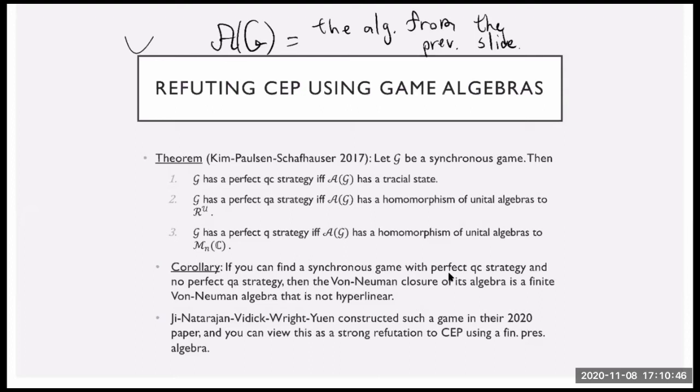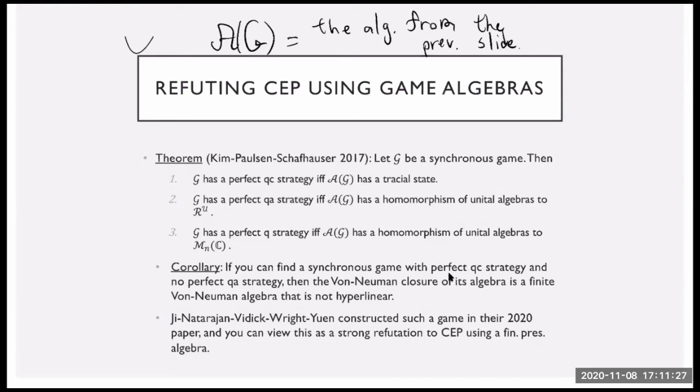Kim, Paulsen, and Schafhauser proved in 2017, actually based on previous results of Cleve, Mittal, Slofstra, Vidick, and others, but they showed it not for general synchronous games, but for a specific subset of synchronous games. Kim, Paulsen, and Schafhauser generalized this result, and they proved the following: that this game has a perfect quantum commuting strategy if and only if this finitely presented algebra has a tracial state.